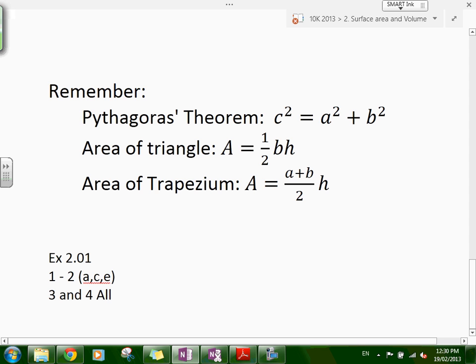Remember, Pythagoras' theorem, right angle triangle: c squared equals a squared plus b squared. The hypotenuse squared equals the sum of the squares of the other two sides. The area of a triangle is A equals half base times height, and the area of a trapezium is the two parallel sides added together, divided by 2 and multiplied by the height. Okay? So that's what you need to remember, and that's the exercise there.